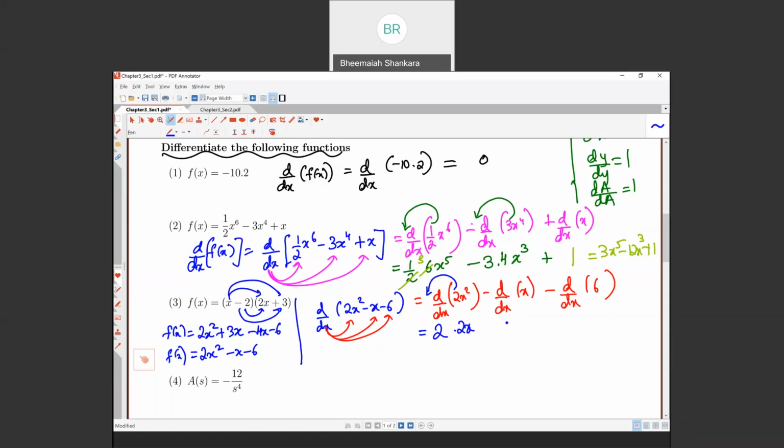Then you have the derivative of x with respect to x. Your answer is 1. Again, this is the power rule. The derivative of a constant, the answer is 0. Simplify, you have 4x minus 1.